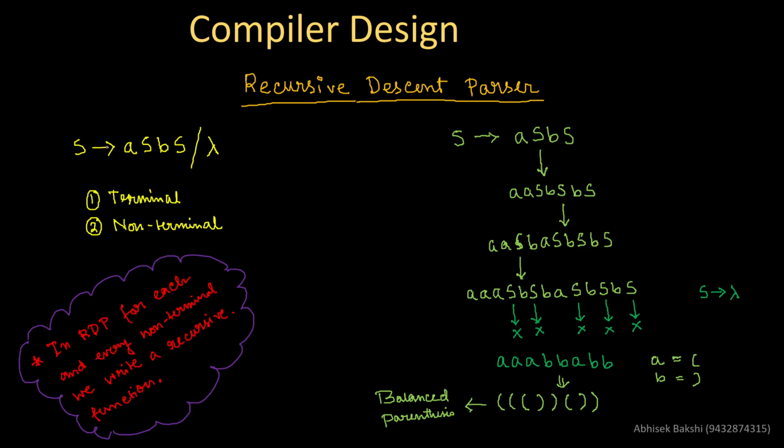So we'll have a recursive function for this S, and let's try to realize how this works. As I told you, for each and every non-terminal there will be a recursive function. So what about these terminals? Let's see how a recursive function for capital S will look. Let's write it first and then we will explain. Assume that we have a function S, capital S.